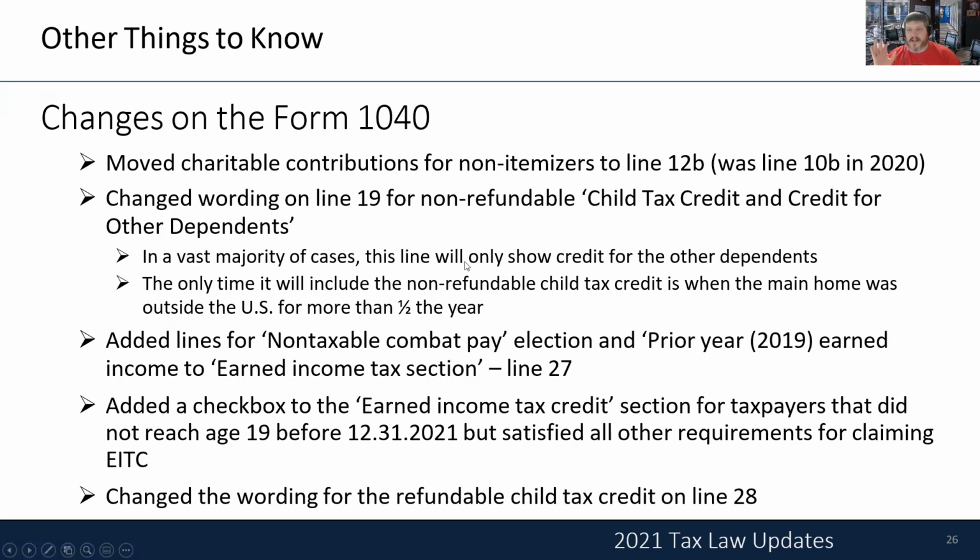Okay, a couple of changes on the 1040. I'm not going to spend a bunch of time on this because we've already talked about a lot of this. Charitable contributions for non-itemized filers, so standard deduction filers, was moved from line 10B to line 12B. Changed wording for the non-refundable child tax credit. Changed the wording for the refundable child tax credit. They added in the line for the prior year earned income election, which we already knew about.